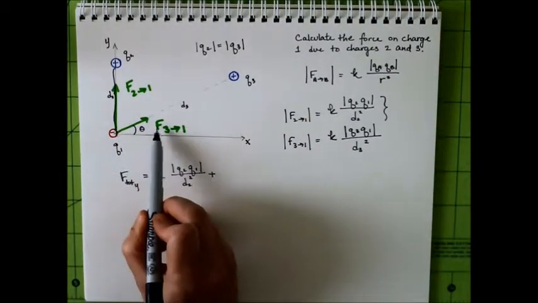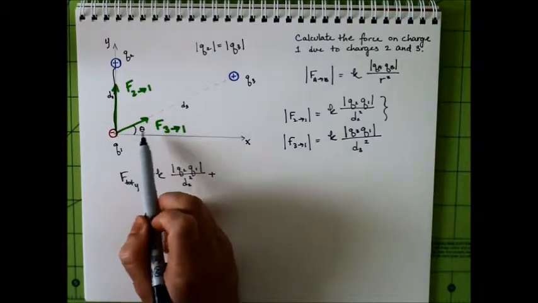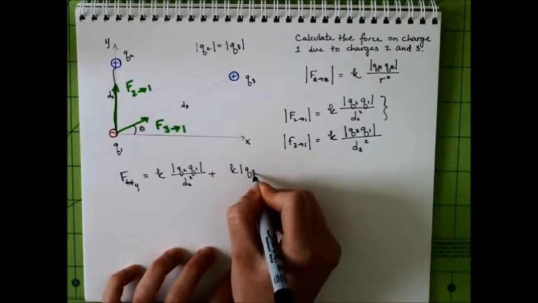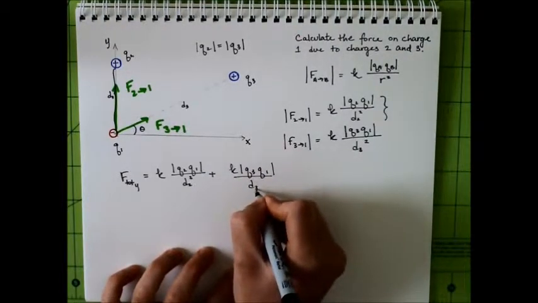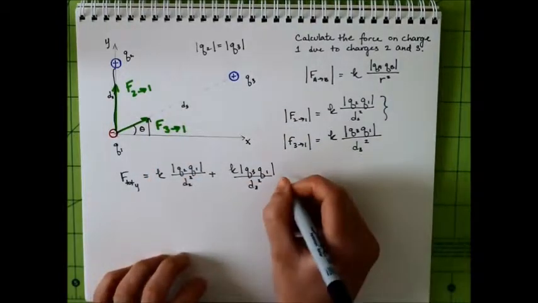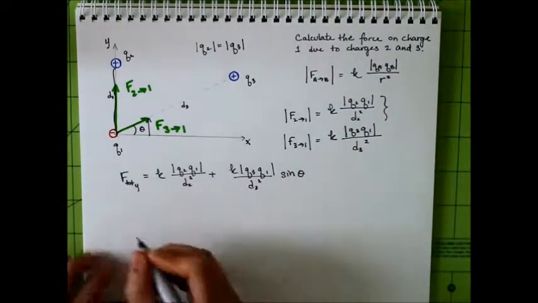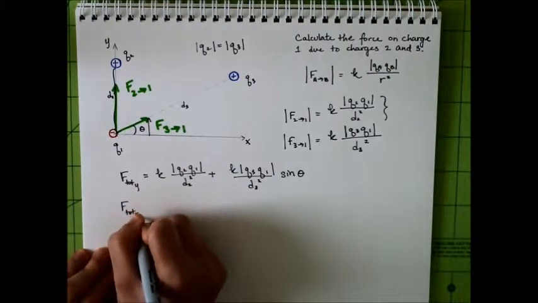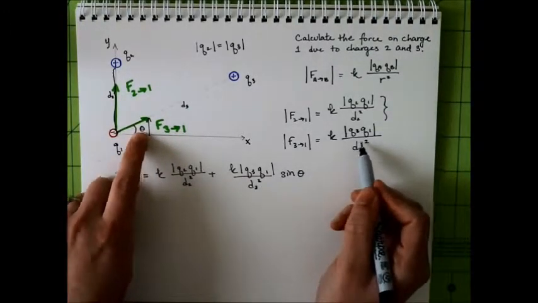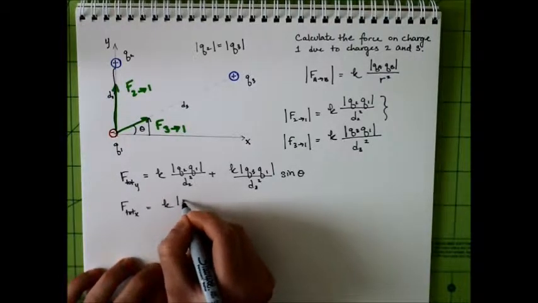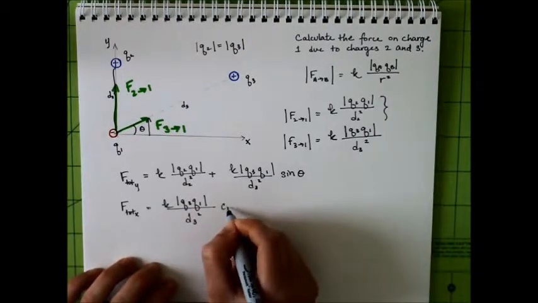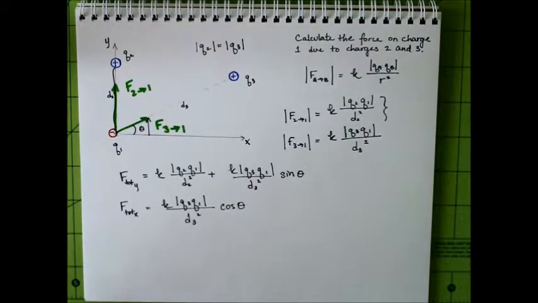plus the component of F3 on 1 in the y direction, which is just going to be F3 on 1 sine theta. So F3 on 1 is K, Q3, Q1 over D3 squared times, we just want the y component, so it's just this component, sine theta. And in the x direction, there's no component of F2 on 1 in the x direction. So it's just the x component of F3 on 1, which is just going to be K, Q3, Q1 over D3 squared times cosine theta. And that's it.